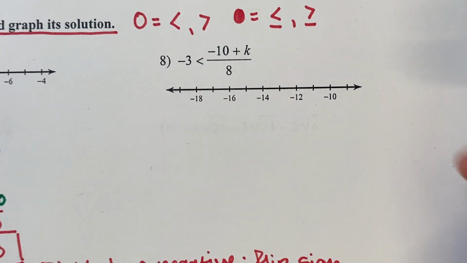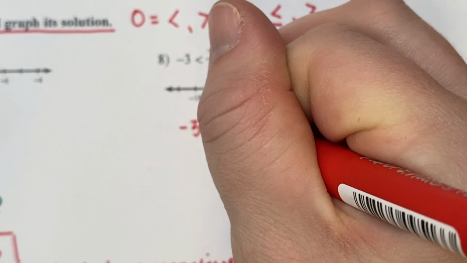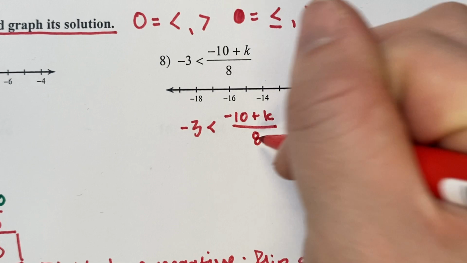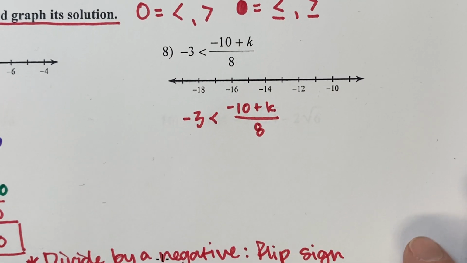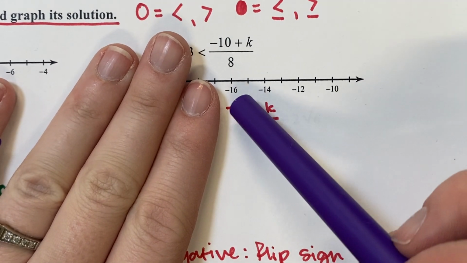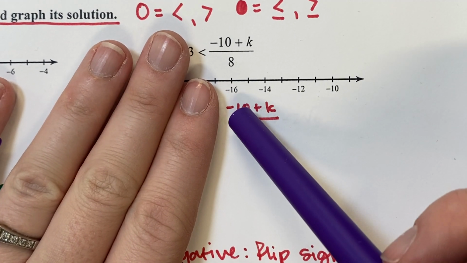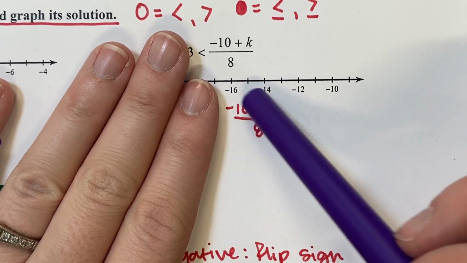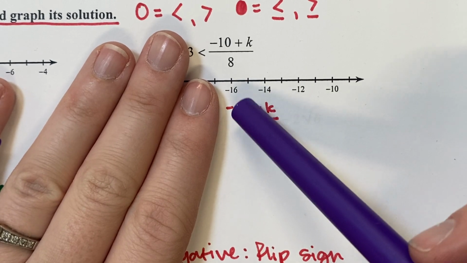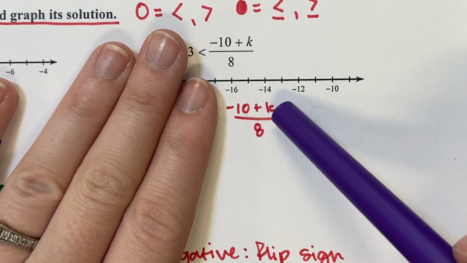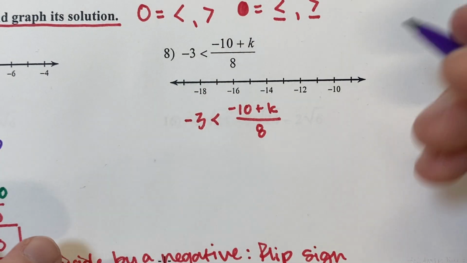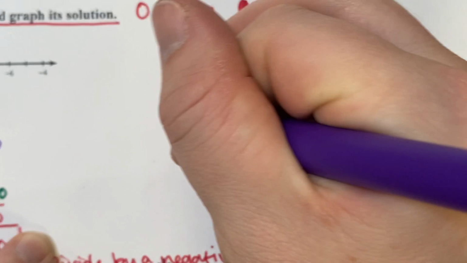Okay, let's do that again for number 8. So I'm just going to go ahead and rewrite this guy down here so we have room to solve. Negative 3 is less than negative 10 plus k divided by 8. Okay, so this one kind of looks a little weird. We need to decide on our side with our k which piece we need to get rid of first. It's either going to be the divide by 8 or subtract 10. Well, which one's farthest away from my k? I think these guys are both on top, so they're close to each other. So we need to get rid of divide by 8. So we need to do the opposite, which is to multiply by 8.